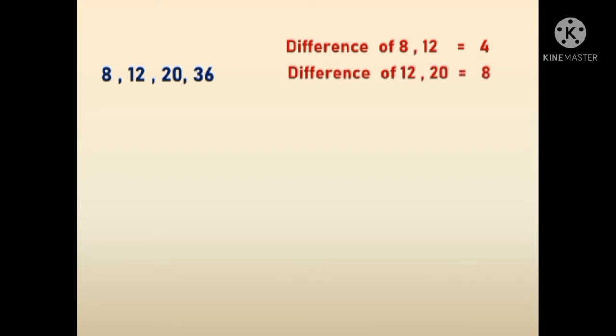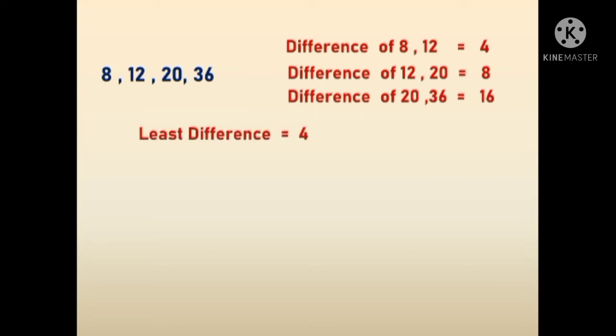So, for finding the least difference, first let us find the difference of the numbers 8 and 12, that is 4. Next, let us find the difference of 12 and 20. So, the answer is 8. Finally, let us find the difference of 20 and 36. So, the answer is 16. Comparing these 3 differences, the least difference is 4. That is, the difference of 8 and 12 is least. So, the least difference is 4.